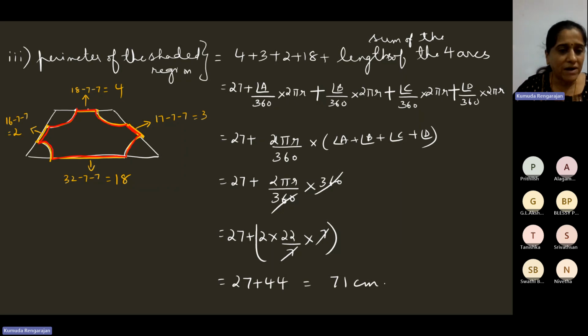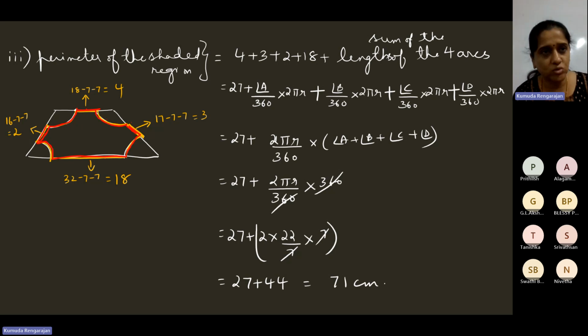Apart from these 4 line segments, how many pieces are there? 1, 2, 3, 4 line segments and 4 arcs. 1, 2, 3, 4 arcs. In total, how many pieces do we have on the boundary? 1, 2, 3, 4, 5, 6, 7, 8 pieces, made up of 4 line segments and 4 arcs. The length of the 4 line segments we found. The 4 arcs together we can find.